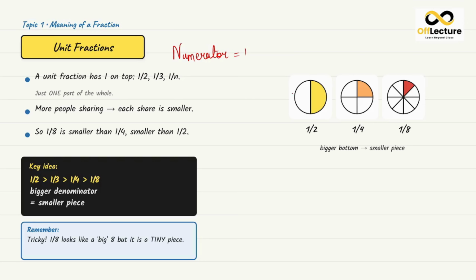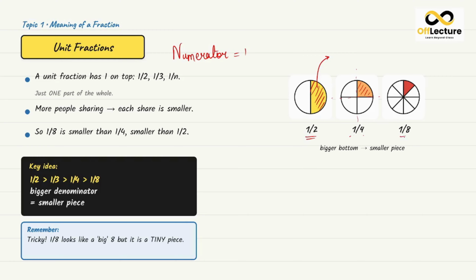For example, we have a circle. If we shade 1 by 2 fraction in this circle, we will shade one part and we divide it into two parts. So you can see this yellow shaded part is definitely bigger in comparison to 1 by 4, where we have divided the circle into four parts and again one part is shaded.